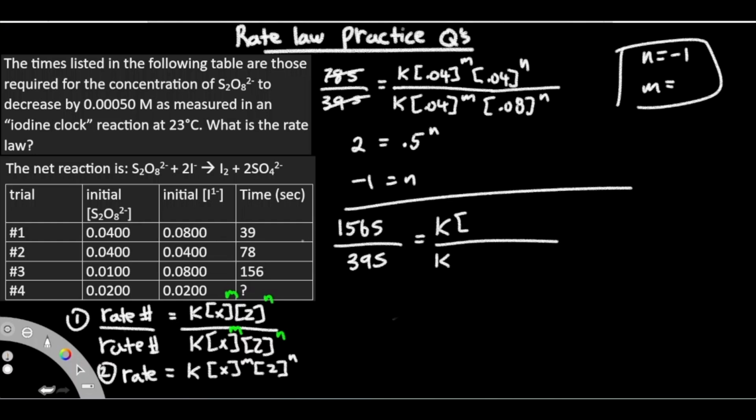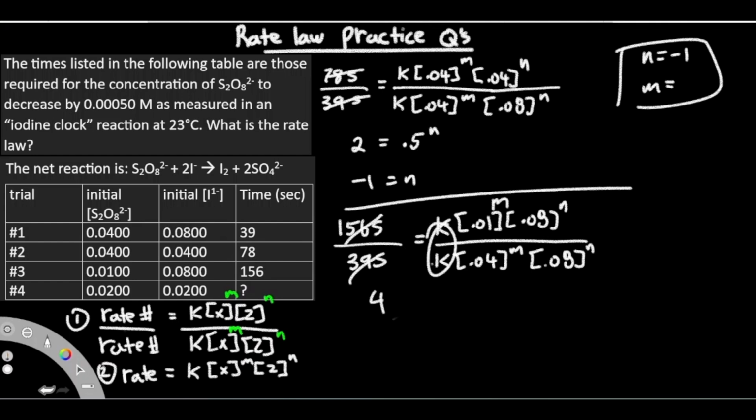Let's put our reactants, again, left to right. We're going from 156, so let's start here, 0.01 to the power of m, here 0.08 to the power of n. We're going to do the same thing for trial number 1, 0.04 and 0.08 again. There we go. So obviously these are going to cancel, because what do you end up getting? You end up getting 4. This obviously cancels out, no problem. These cancel out, no problem.